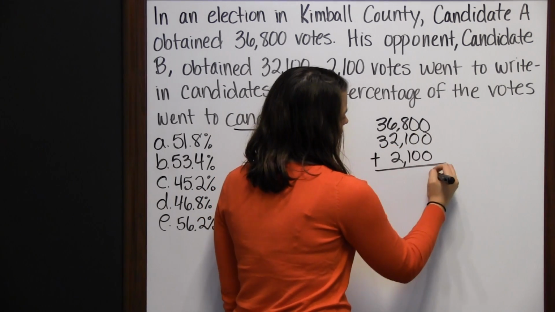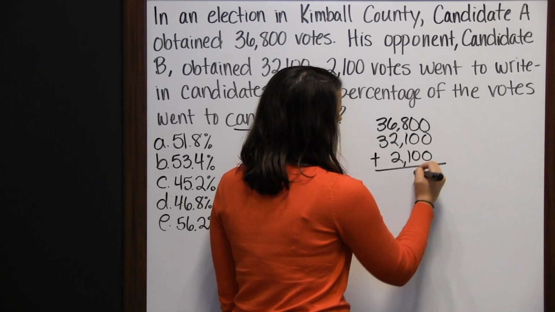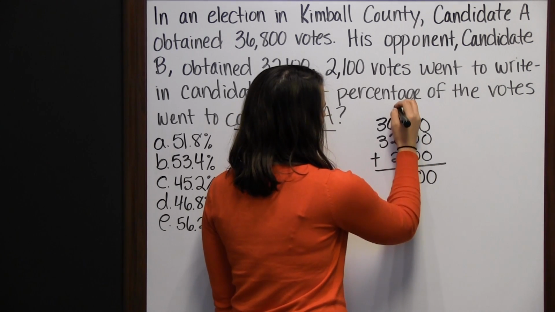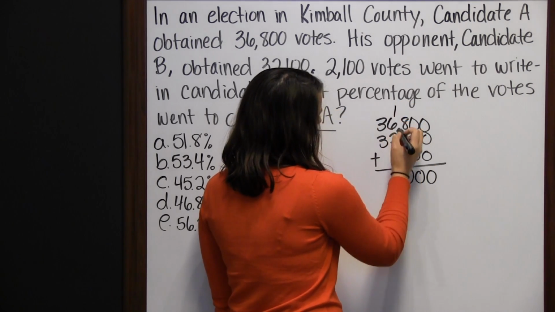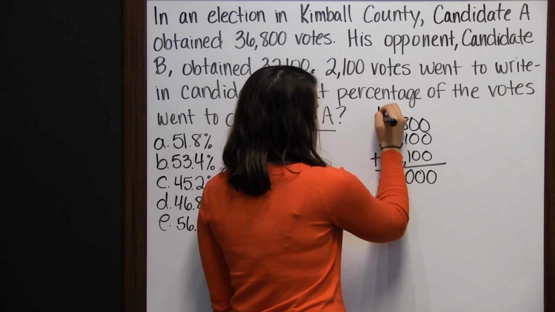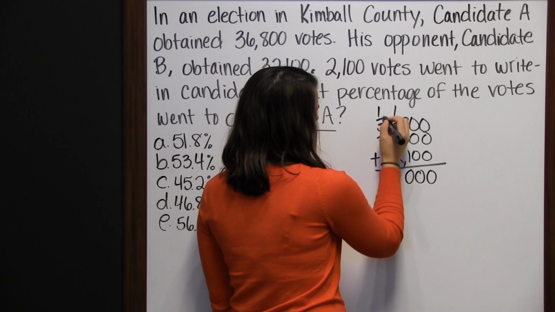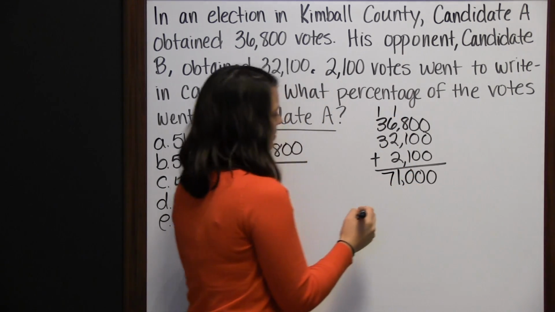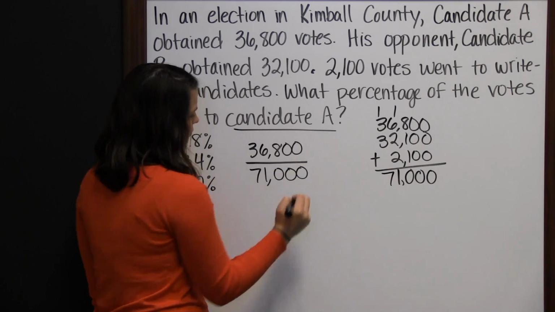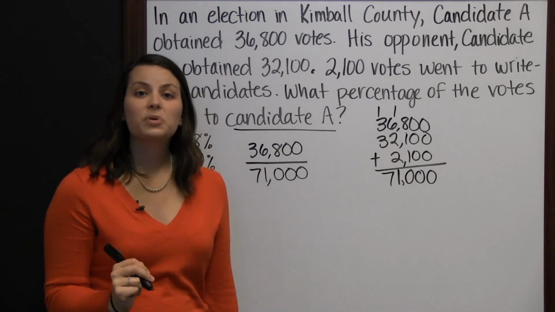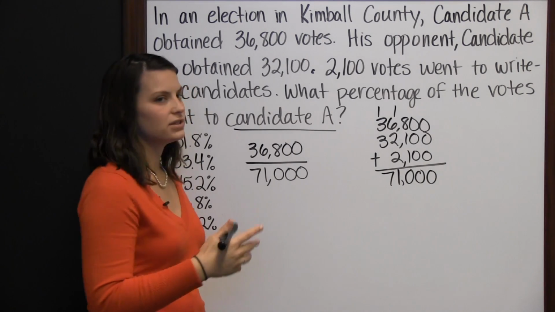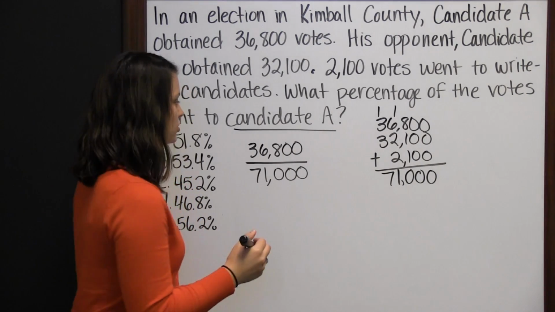So we're adding, those are 0, and again we get 0. Then we have 8, 9, 10, so that's a 0, carry the 1. We have 6, 7, 8, 9, 10, 11, carry the 1. And we have 3, 6, 7. So that means there were a total of 71,000 votes. Now to find our percent, we need to divide. That'll give us our decimal, which will then change into a percent.